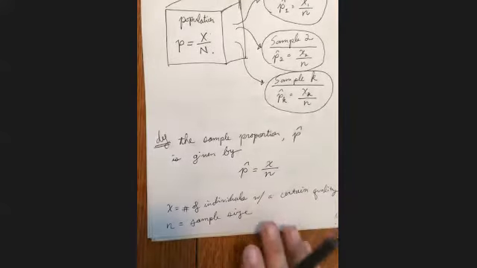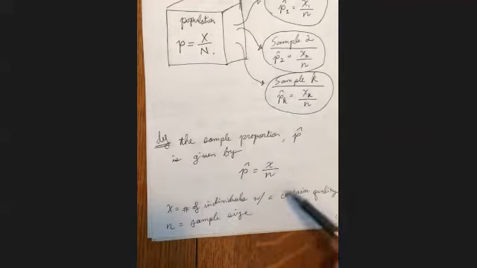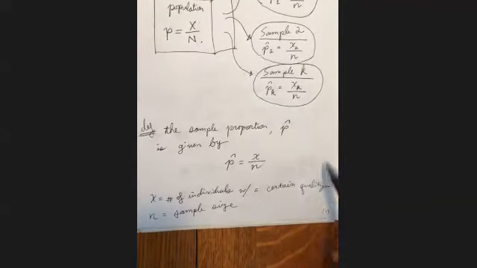Okay, so let's define it officially. The sample proportion, which we call P hat, which has that little hat on the top of it, is given by P hat equals X over N, where X is the number of individuals with a certain quality within that sample, and N is the sample size.